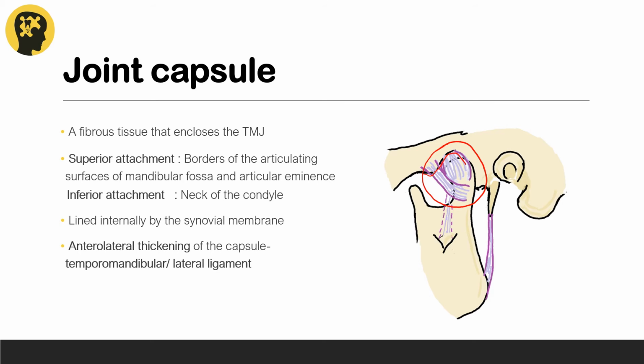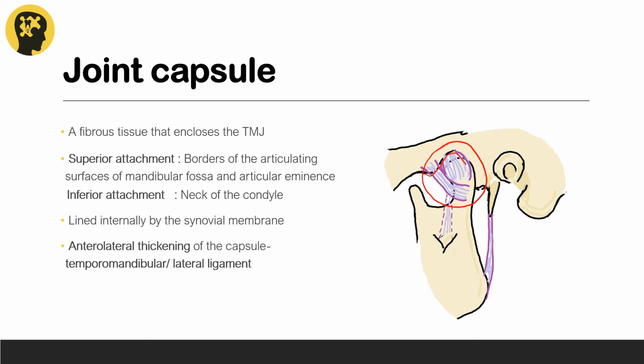Now, we saw in the previous slide that the articulating surfaces are covered with fibrocartilage, and the articular disc is made of fibrocartilage as well. Now, we know that cartilage is avascular and non-innervated. So the joint capsule is lined internally, rather, by the synovial membrane, which produces synovial fluid. Now the synovial fluid is what provides nourishment to these avascular structures and fulfills their metabolic requirements. It also provides lubrication to help in a very smooth and friction-free movement in the joint.